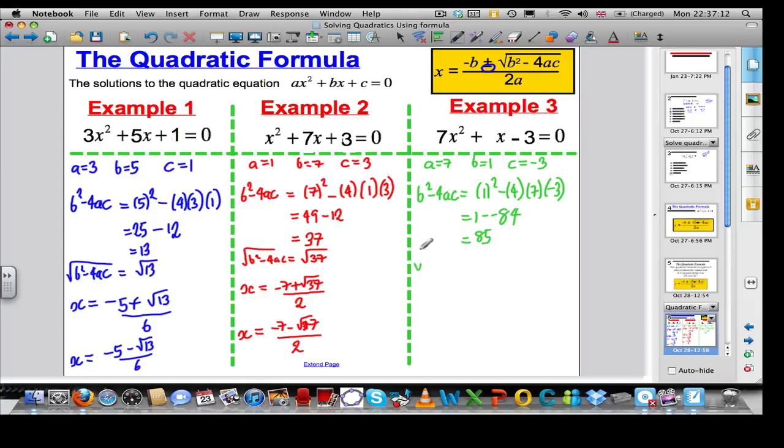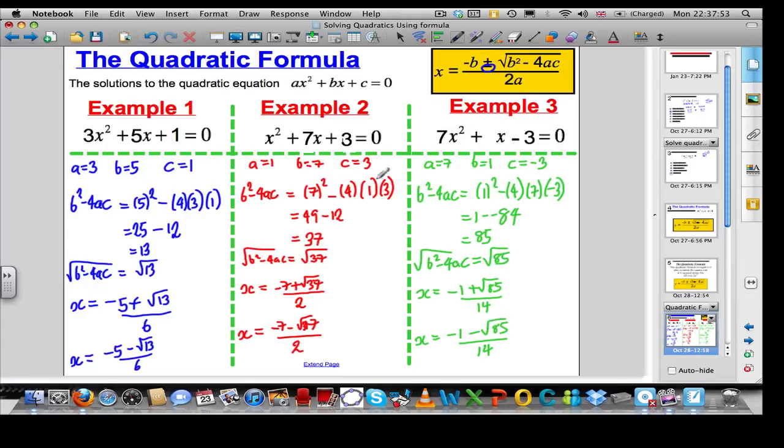Like I said, take the square root of this. The square root of b squared minus 4ac is therefore the square root of 85. And let's substitute our a and our b into the final quadratic formula, taking the plus then the minus to get the two answers. x is minus b, which is minus 1, plus the square root of 85, all over 2 times a, which is 14, and the other one is x equals minus 1 minus the square root of 85, all divided by 14. Again, you could type that into your calculator and work out the decimal answers.